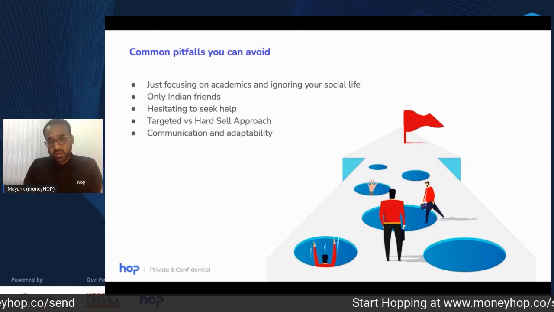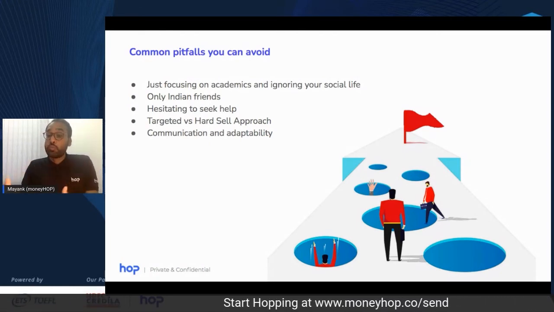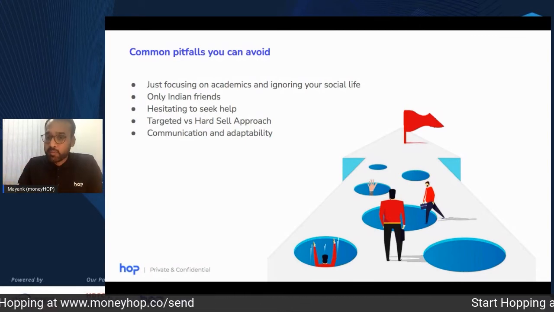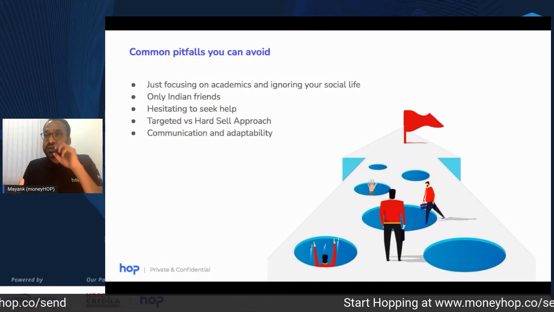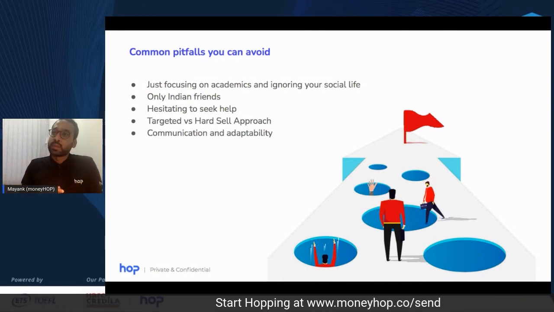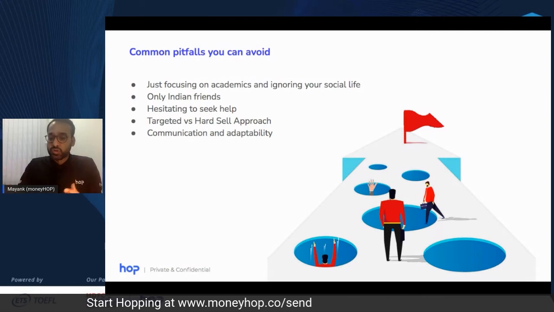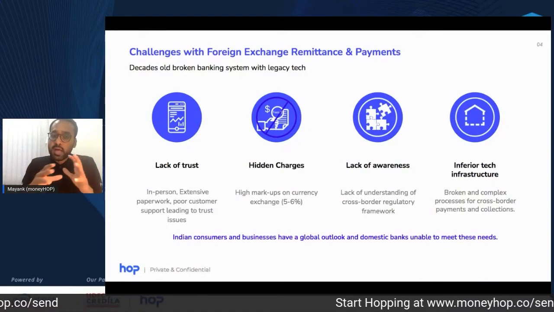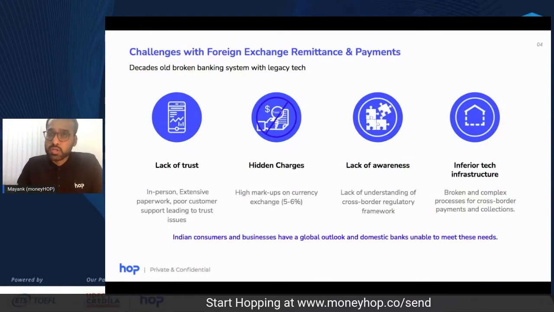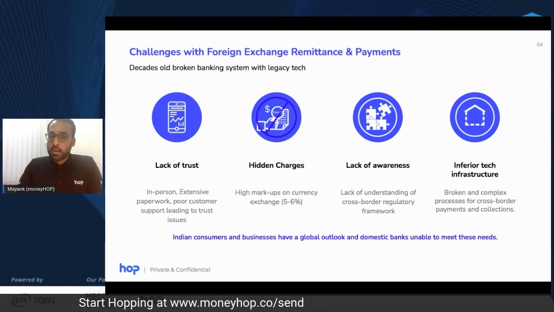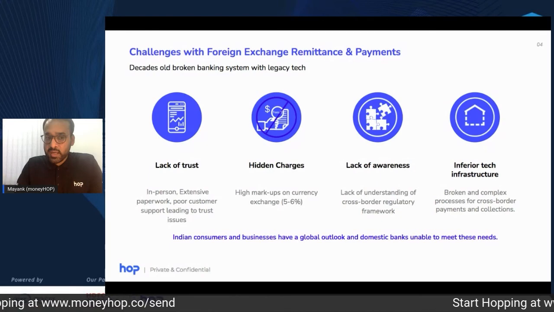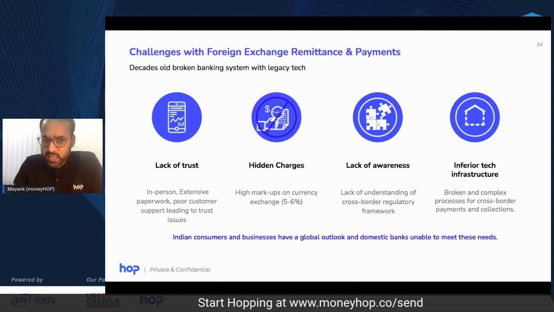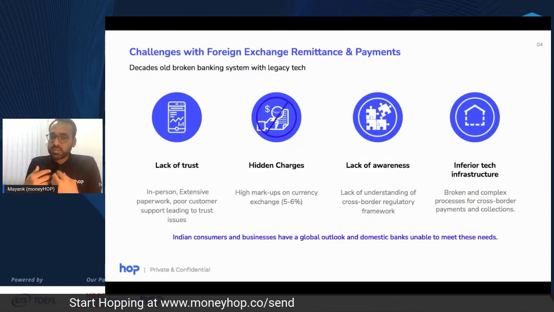You guys want to travel the world, you want to live in different parts across the globe, you want to be global citizens, you want more stamps on your passport, but the banking system hadn't really kept up with the evolving needs. So we thought to ourselves, how can we provide a systemic solution to that? What are the problems that we are trying to solve, right? So we figured out that foreign exchange remittance and payments were largely happening through decade-old banking systems which had legacy technology, right? They asked you to come in person with extensive paperwork. There was a very poor user experience, and it lacked trust because the charges were hidden.